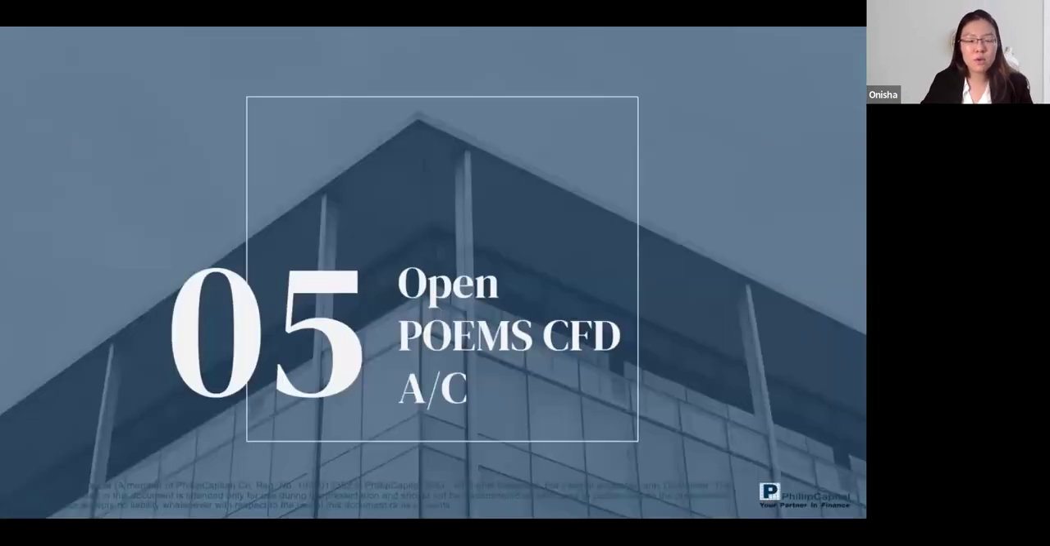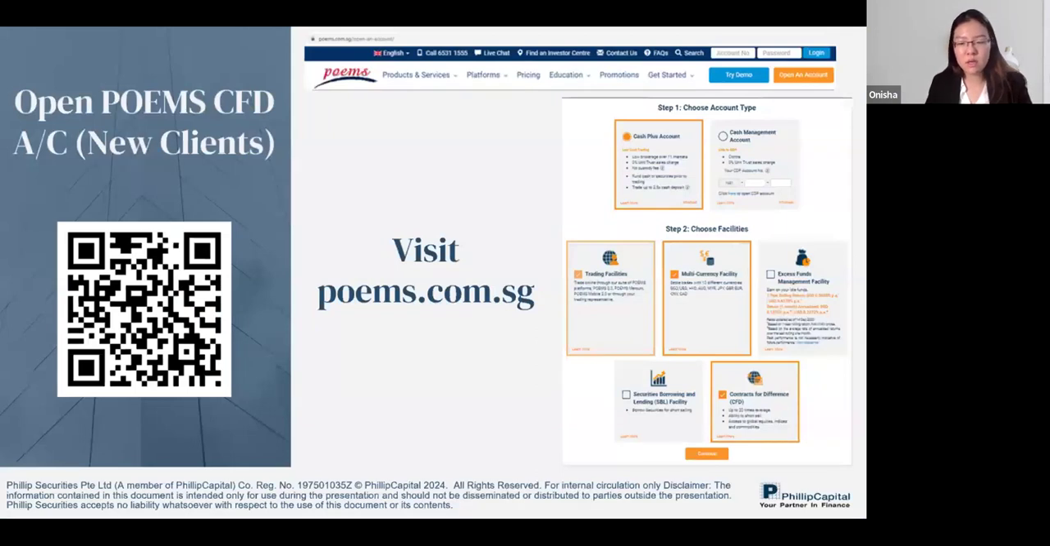Okay, now I'll guide you to open a Poems CFD account. Here, you can scan this QR code to open an account, which will bring you to this particular website. You need to click open an account, and then select which type of account you want. The most popular is the Cash Plus account. You click Cash Plus account, and then choose any other facilities you want. The most important one is to choose CFD so that you can trade CFD. You need to complete and pass the CKA CAR before you can start trading CFD with us.